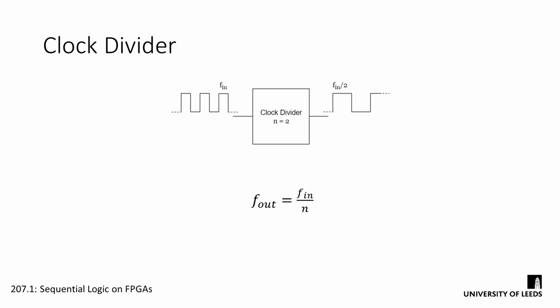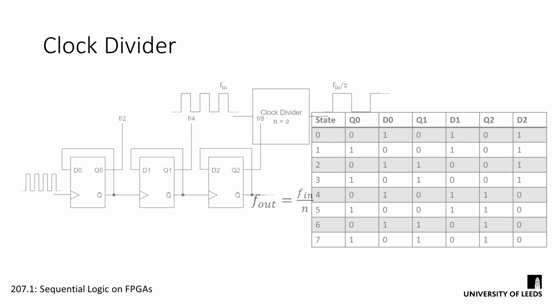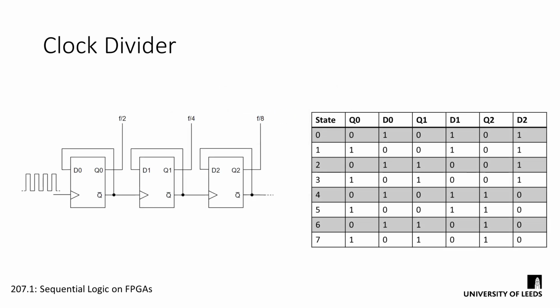A clock divider, or frequency divider circuit, is a circuit which takes an input signal of frequency Fin and generates an output signal of frequency Fout, which is equal to Fin over n, where n is an integer. If n is a power of 2, then our clock divider circuit is relatively simple. We can create a binary counter circuit and use the output stage for each increasing power of 2 division. So the first stage divides the clock by 2, the second by 4, and so on and so forth.